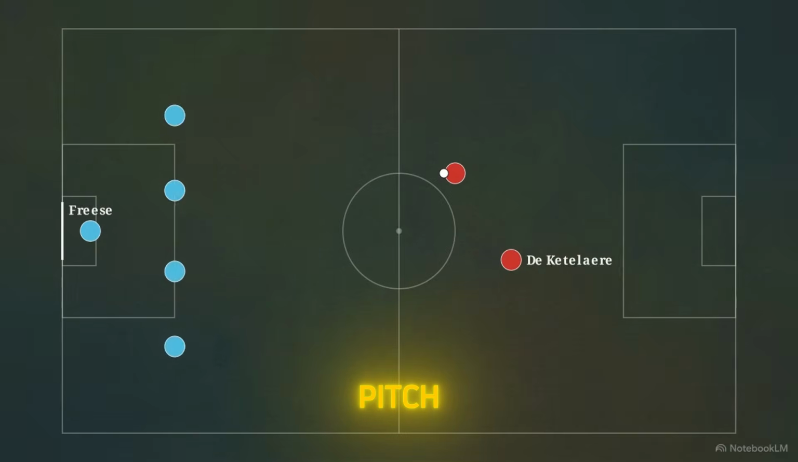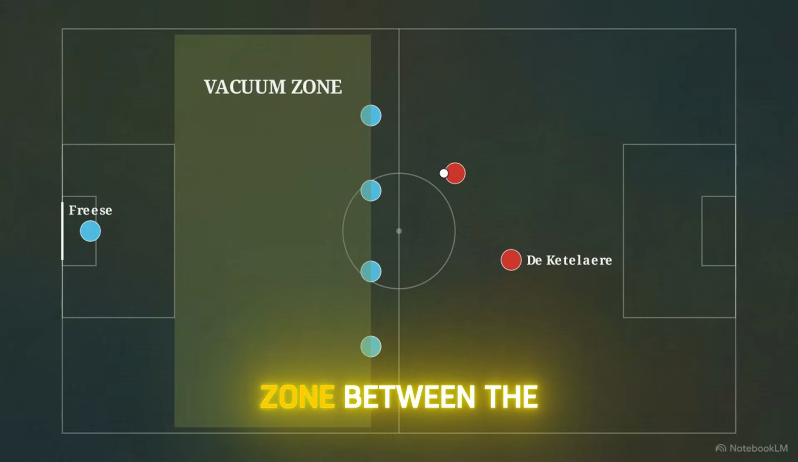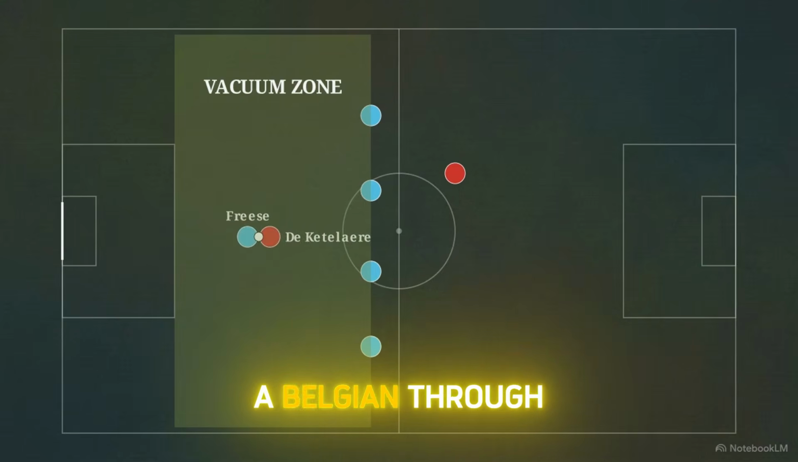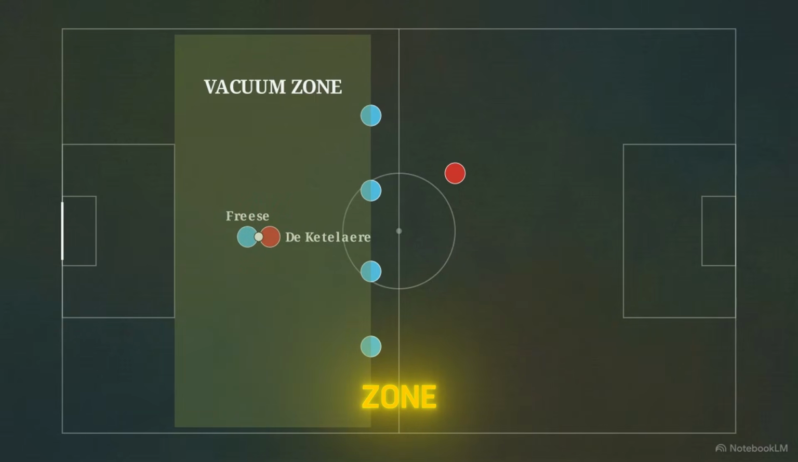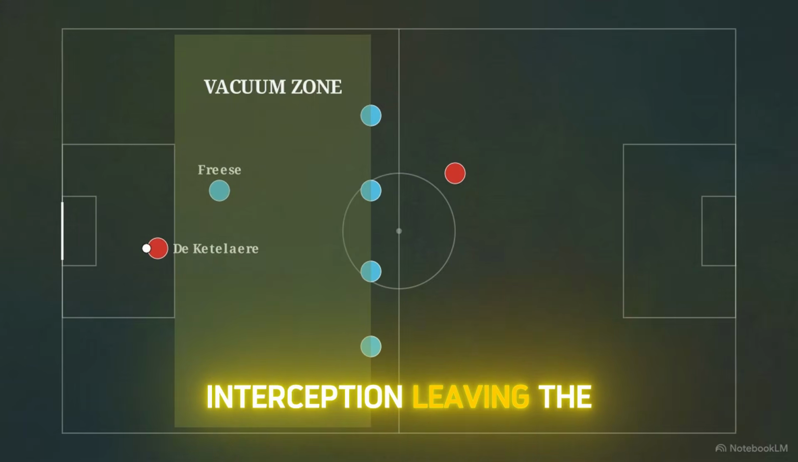Looking at this 2D pitch, the U.S. backline pushes toward the midfield stripe, generating a vacuum zone between the defenders and the penalty box. The trigger moment arrives when Freese races out of his penalty area to sweep a Belgian through ball inside this vacuum zone. Under direct pressure from de Ketelaere, Freese misses the interception, leaving the ball live.